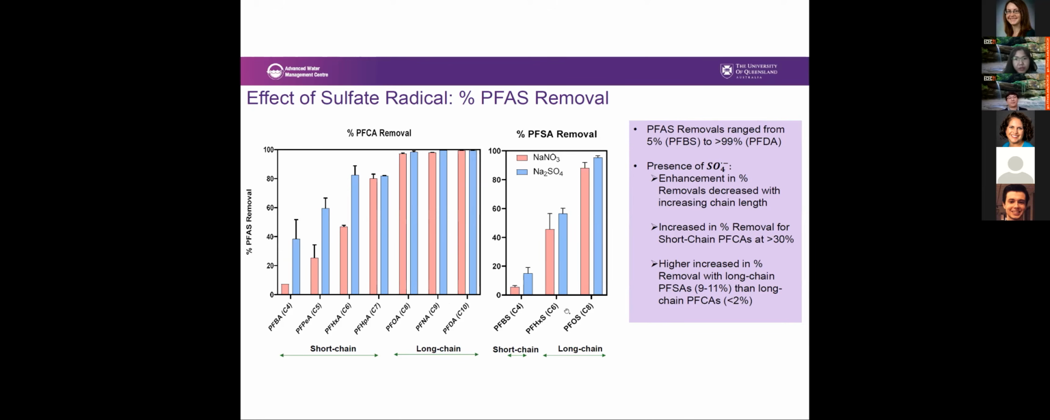On the other hand, for the PFSAs, we also observe an increase in the PFAS removals with the presence of the sulfate radicals. And you can see here that for the long chain PFSAs, particularly C6 and C8, they have a higher increase in removals with the presence of sulfate radicals if you compare it with the longer chain PFCAs.